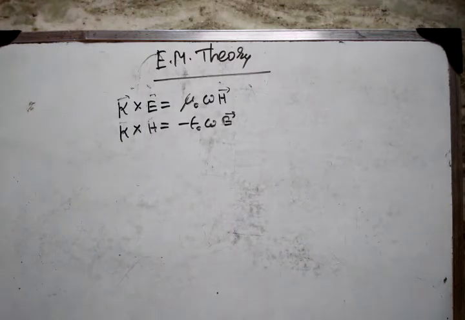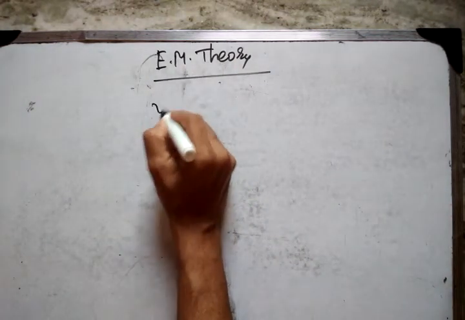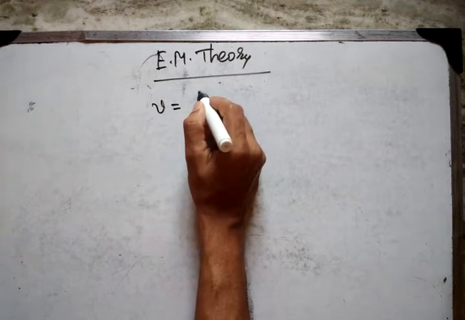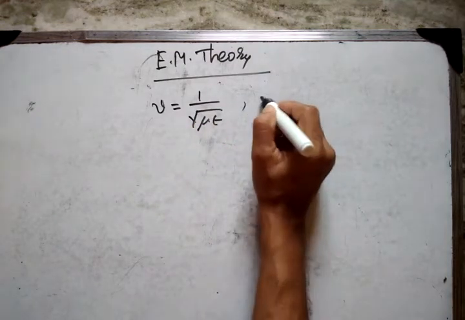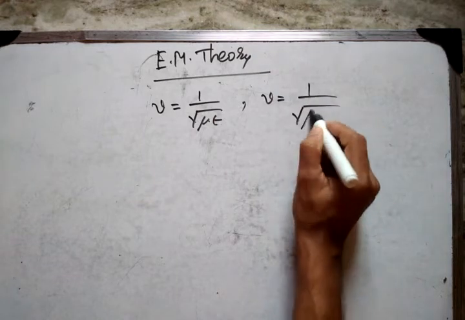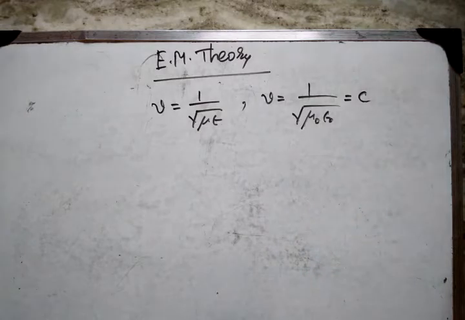Refractive index. The phase velocity of the electromagnetic wave in a dielectric medium is V equals 1 over root of mu epsilon, whereas in free space it is 1 over root of mu 0 epsilon 0. This is represented as C.